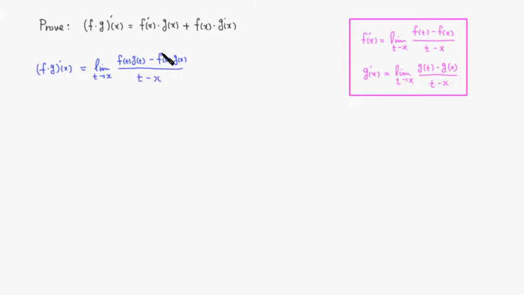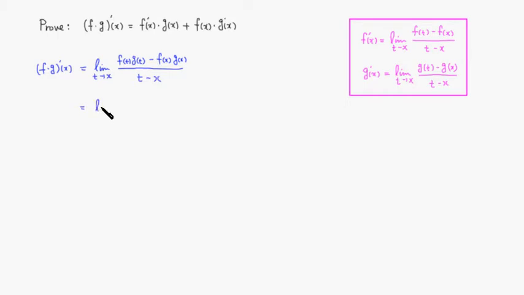Then we're going to do an add and subtract trick. You can see that we want to get the f prime somewhere. So I wrote down the definition of f prime and g prime. In order to get f prime, we will have to have f of t minus f of x over t minus x. So f of t is already here, and what we need is f of x. So what we can do is this.